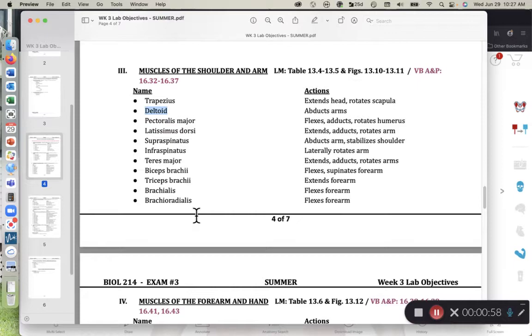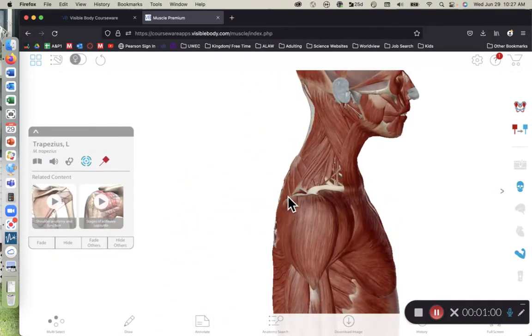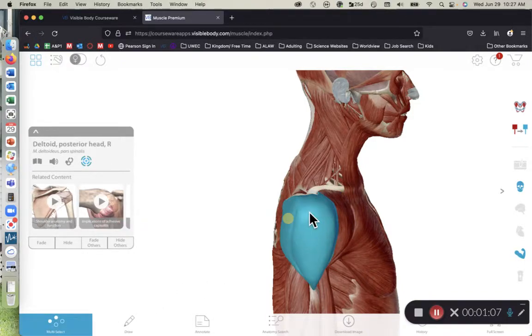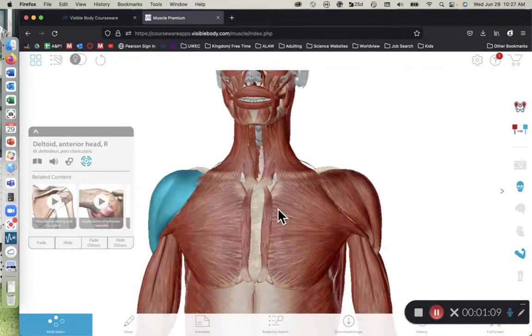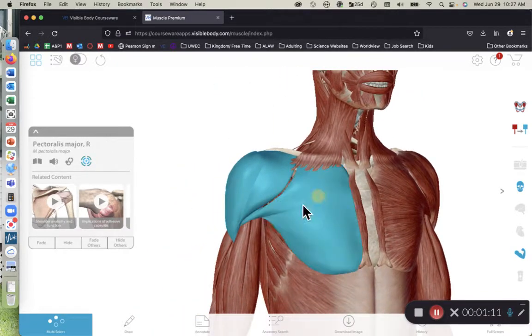Next we have the deltoid. As we look at the deltoid, this is a muscle that is broken up into three groups. For lab, you don't need to differentiate between the three groups. Just know that the deltoid is commonly referred to as the shoulder muscle. So there is our deltoid.